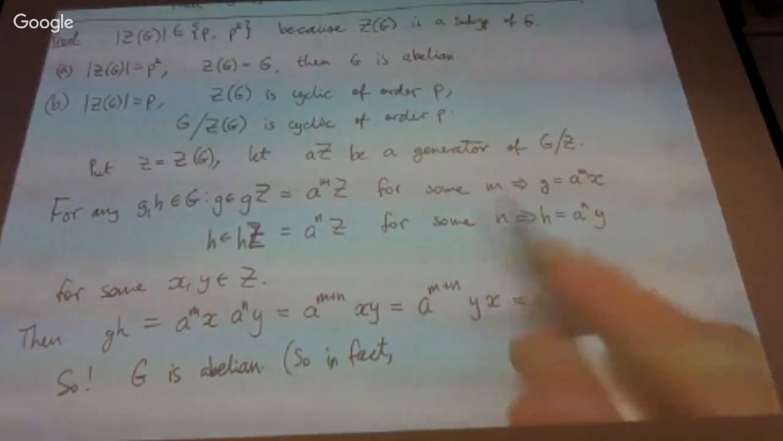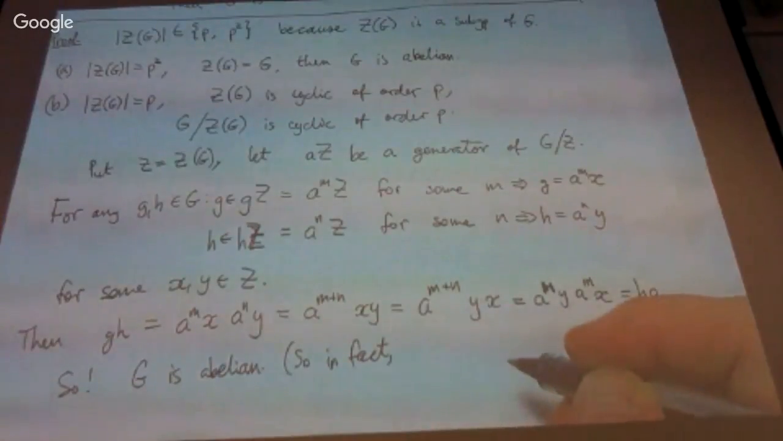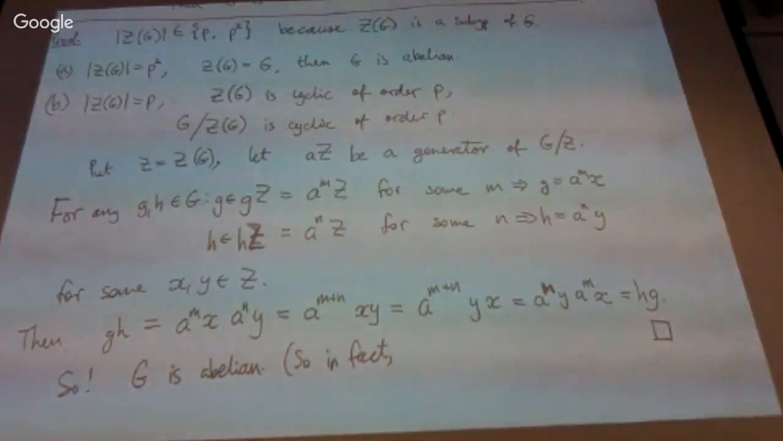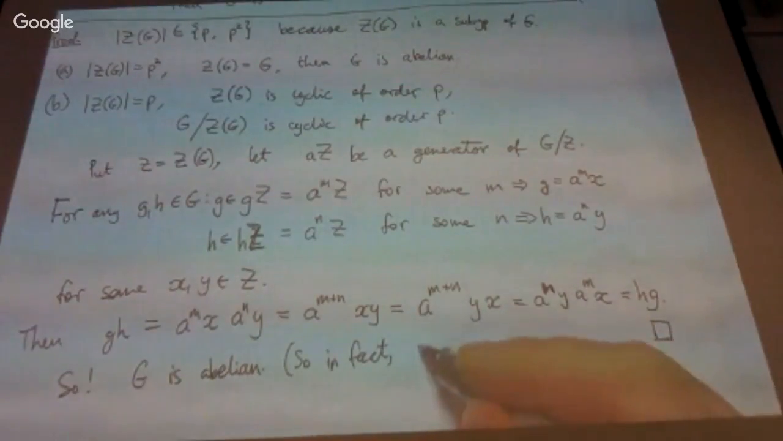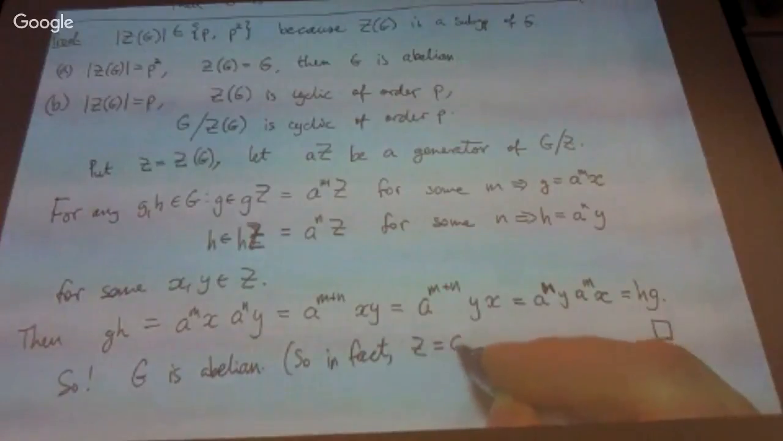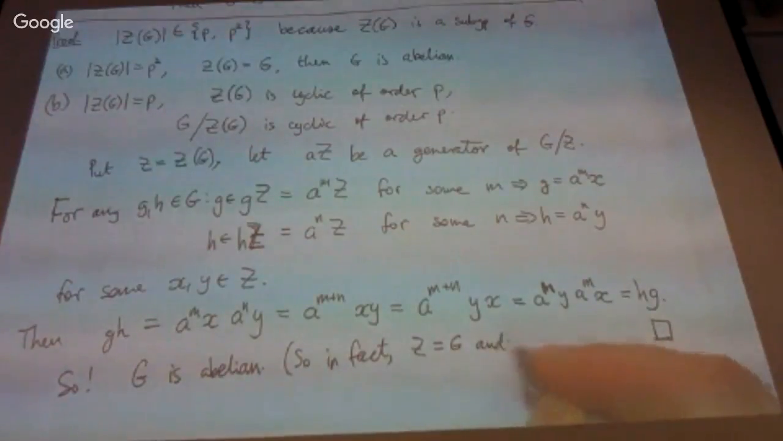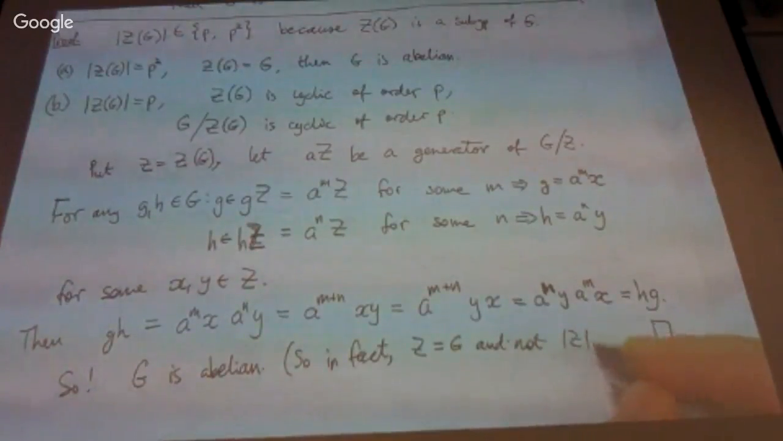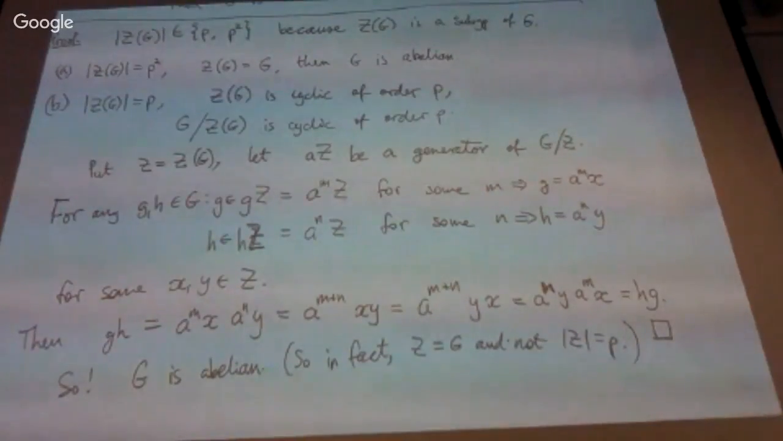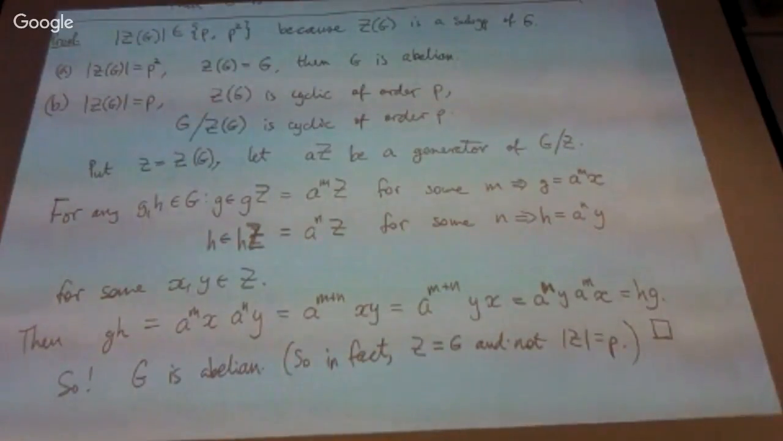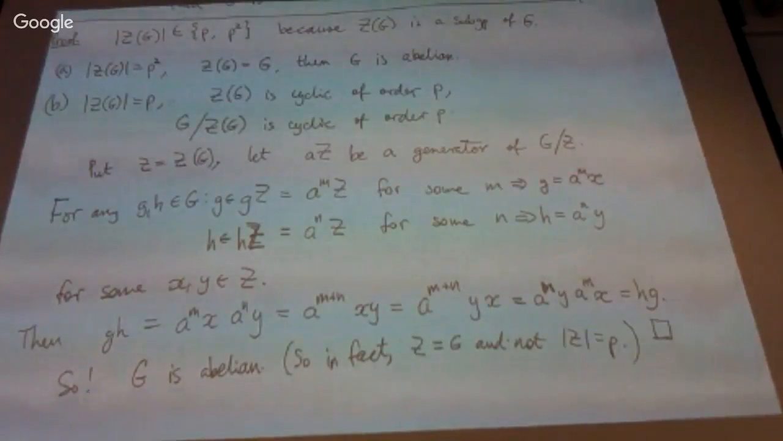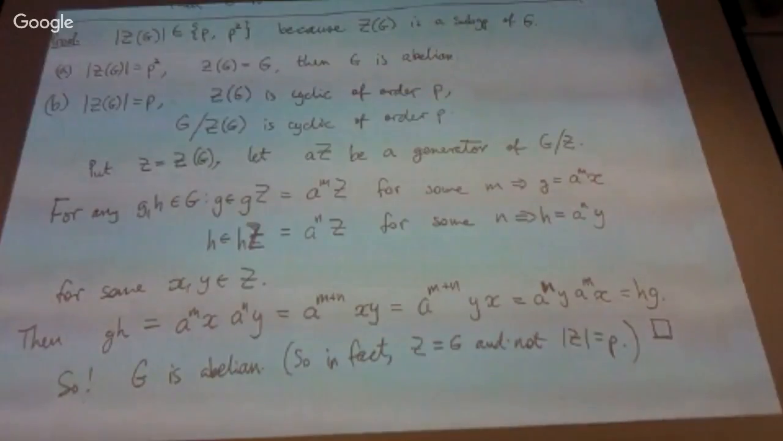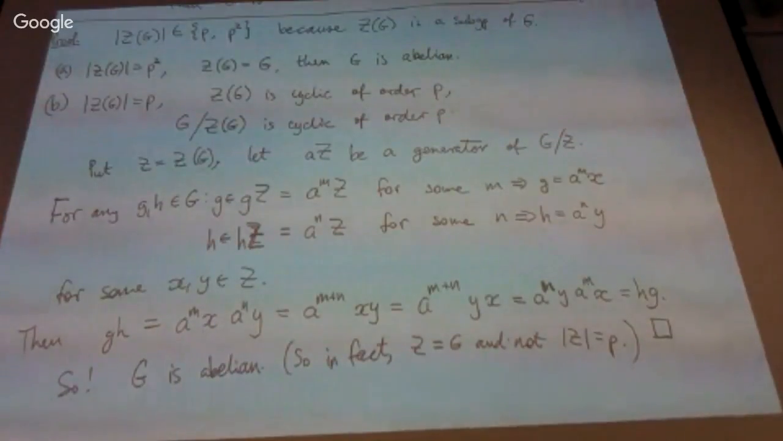Whatever. So in fact, Z is equal to G and not of order P. But we don't care, because the only thing we cared about was to prove that it's abelian. Which brings us to the end of section 14.2.